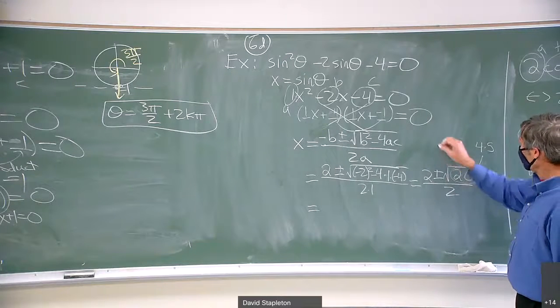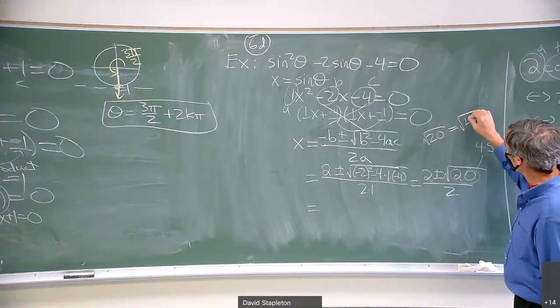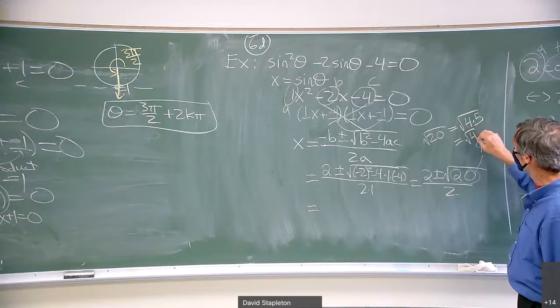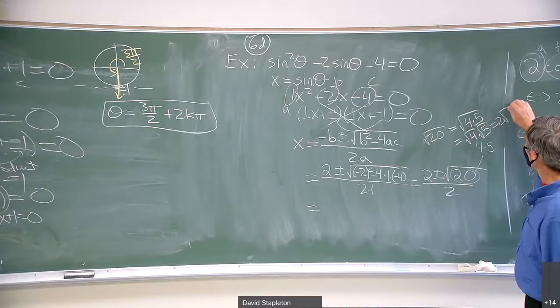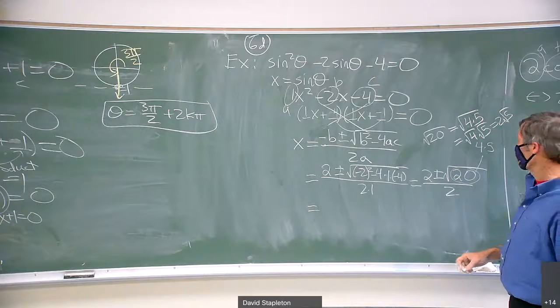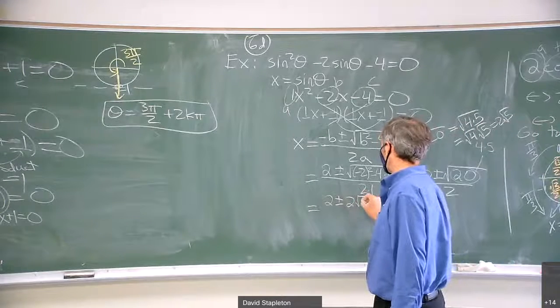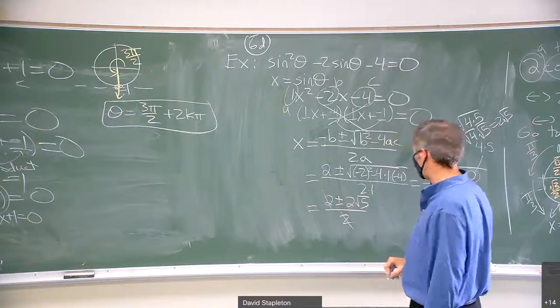We rewrite this, square root 20 can be rewritten as square root 4 times 5, and the square root of the product of positive numbers is the product of the square roots, which is 2 square root 5 in this case. So I'll rewrite this as 2 plus or minus 2 square root 5 over 2. And now maybe I'd just like to cancel these 2's. Can I do that?